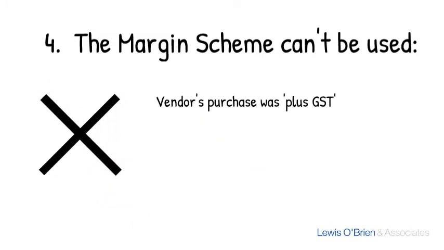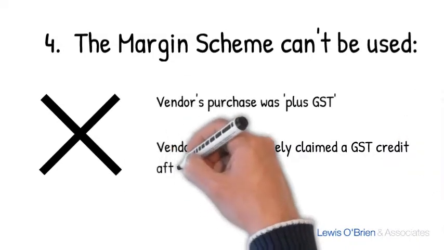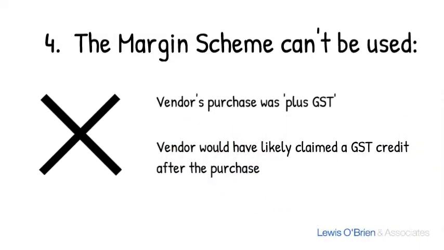And I think the reason for this really illustrates the point of the margin scheme concession, because if the vendor had purchased the property on a plus GST basis, it's likely they would have claimed an input credit, i.e. a refund from the tax office, in respect of the GST paid on the purchase, and then to apply the margin scheme after getting that refund would effectively amount to a double dipping type benefit.